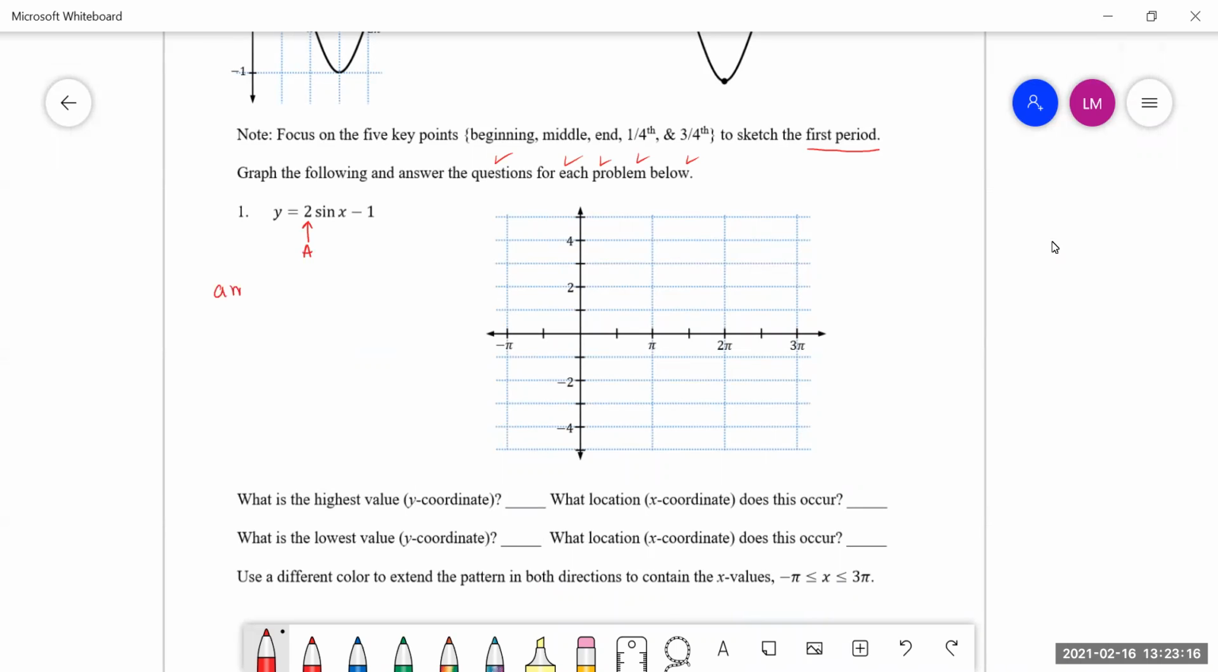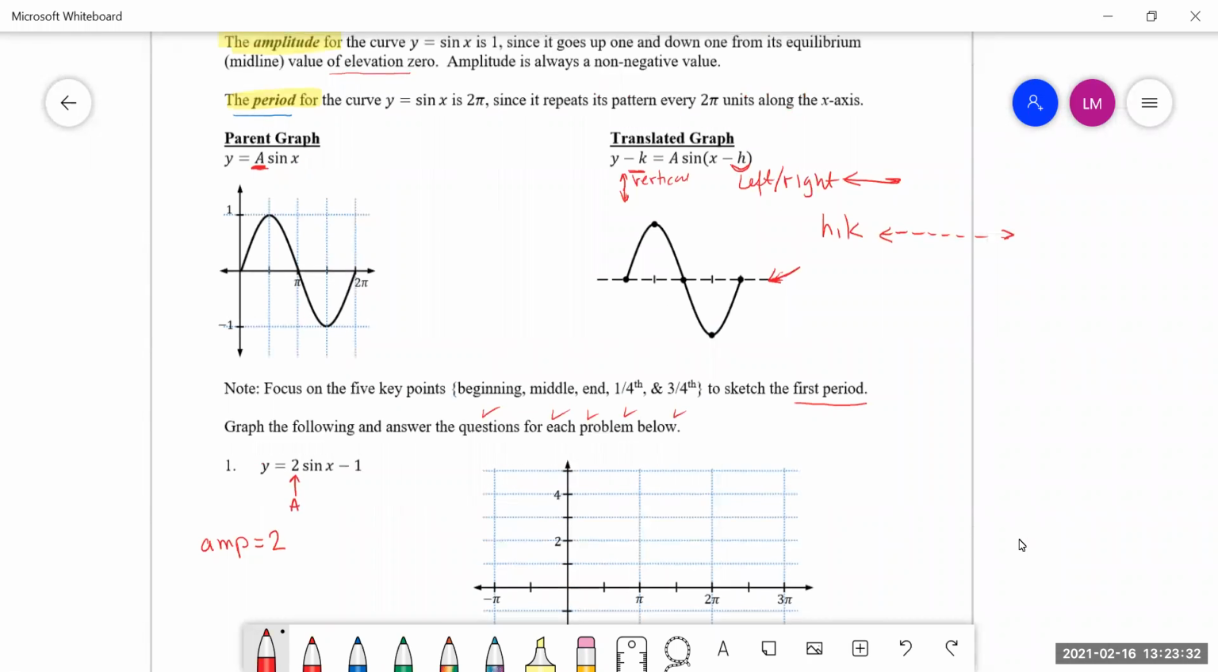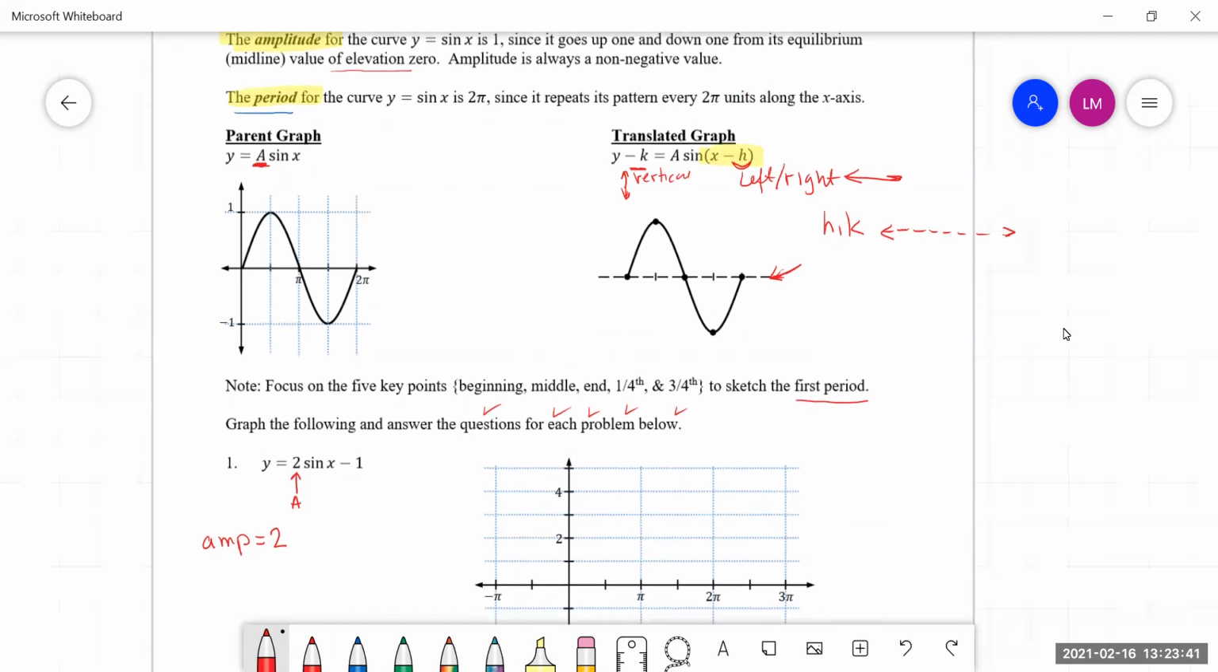Okay, so my amplitude, I'm just going to put amp. My amplitude is a 2. Sine of x, and then I have this -1 floating outside. So I don't have a horizontal shift. If I had a horizontal shift, guess what? I would put it inside of a parenthesis. I don't have a horizontal shift, so this is my vertical shift.